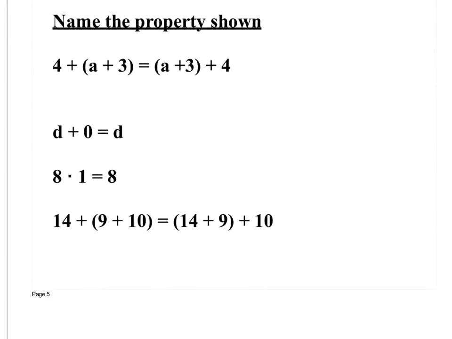Alright, write this down. Now we're going to name the properties. They want you to know them and to be able to identify them. The first one, you have 4 plus A plus 3A. And then you have A plus 3 plus 4.